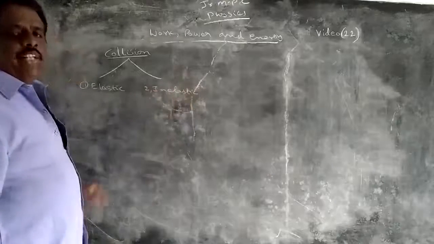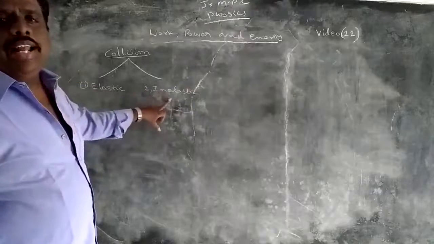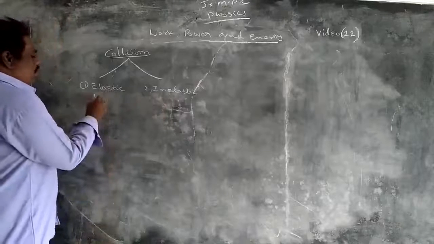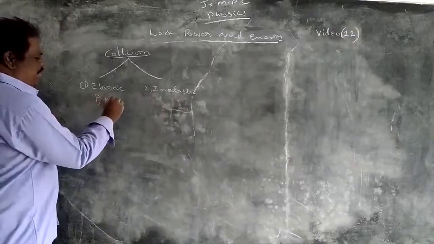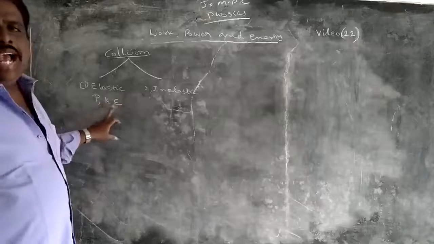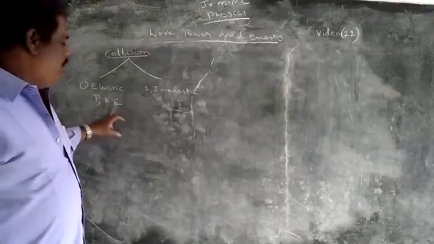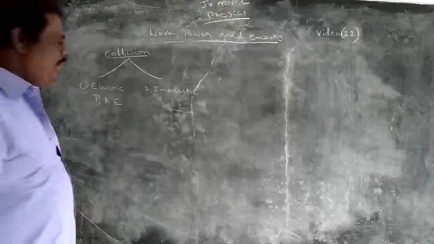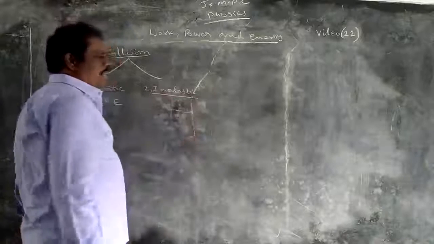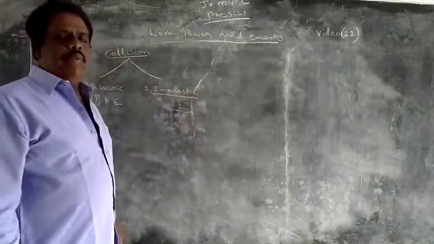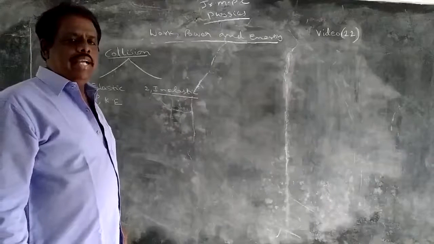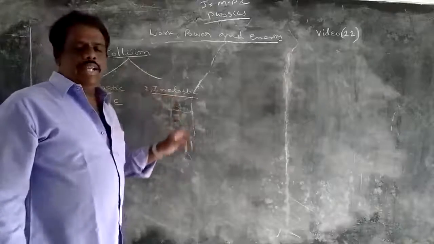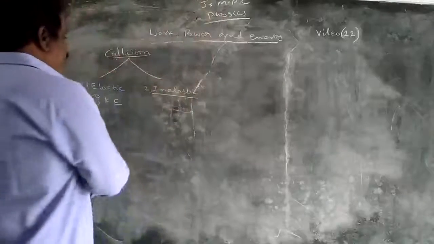What is the difference between elastic and inelastic collision? In elastic collision, both momentum and kinetic energy remain constant. Momentum is denoted with P, kinetic energy is indicated with KE. That means they are conserved. But in case of inelastic collision, only momentum will be constant but not kinetic energy. So there are two types of collision: elastic collision and inelastic collision. Okay. Next.